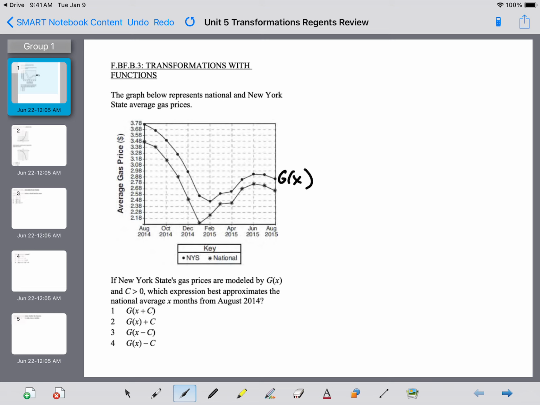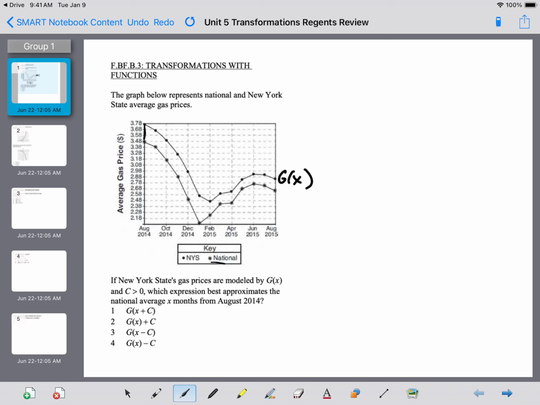The graph below represents national and New York State average gas prices. It gives a key. New York State is the dotted line and it's modeled by g of x, so I would label that g of x. And c is greater than 0, which expression best approximates the national average, the stars? So we have to pretty much see which transformations are occurring here.